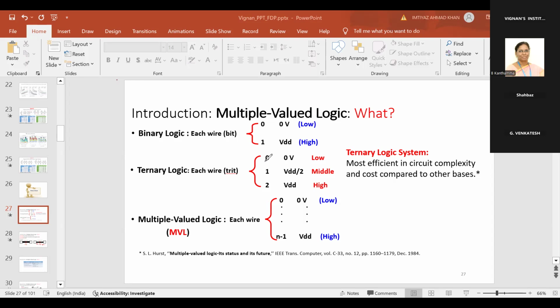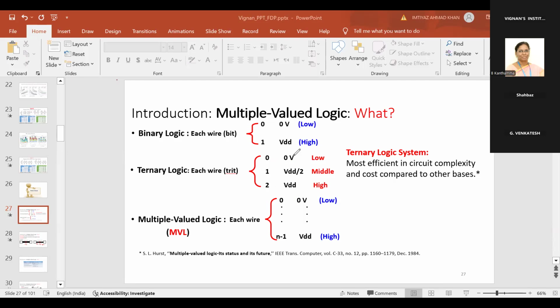Ternary logic: 0 means 0 volt, 1 means VDD by 2, the middle level, and 2 means VDD, high. Here 0 means 0 and 2 is high, but there is an intermediate value. Just like 0 is 0 volt, 1 is VDD by 2. If VDD is 1 volt, then logic 1 is 0.5 volt and logic 2 is 1 volt. Multiple value logic uses 0 to n minus 1 depending on the number of levels, just like 3, then VDD by 2. If this is quaternary, then 0, 1, 2, 3.